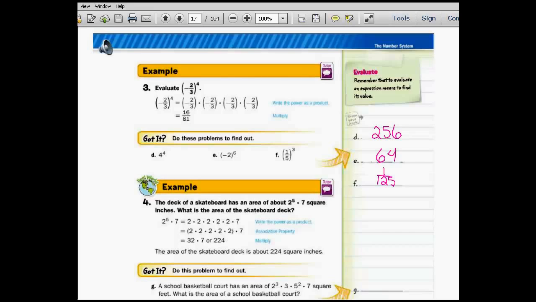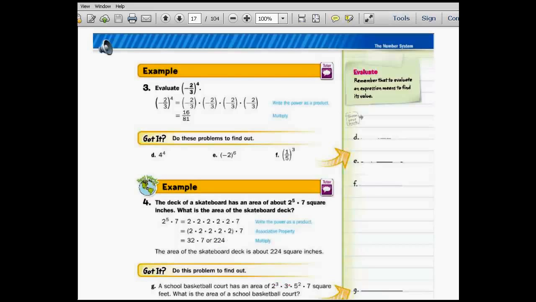Next example here. The deck of a skateboard has an area of 2 to the 5th times 7 square inches. What is that? It actually wants you to put that in standard form, just as a regular number. So I want you to multiply that out. 2 to the 5th, 5 2's, times 7. 2 to the 5th, if you work that out, is 32. 32 times 7 is 224. So you can try that right here.